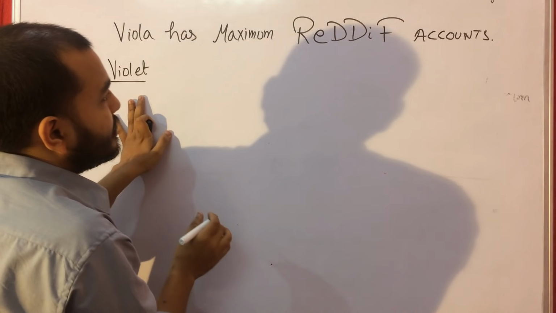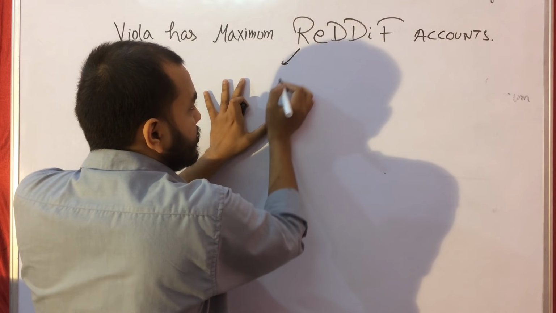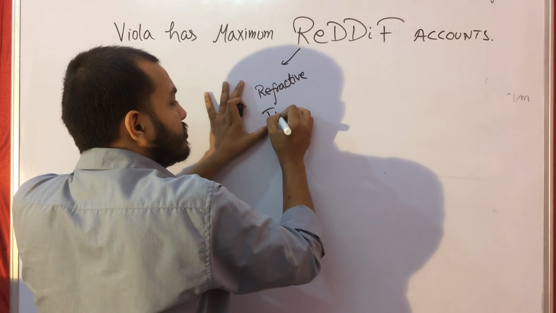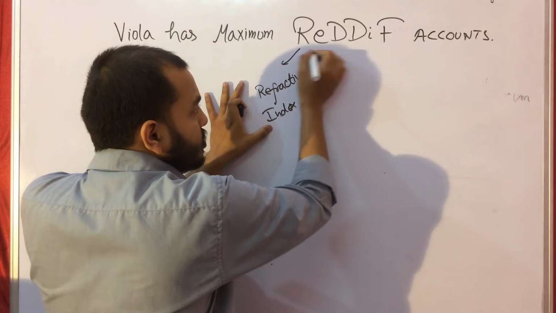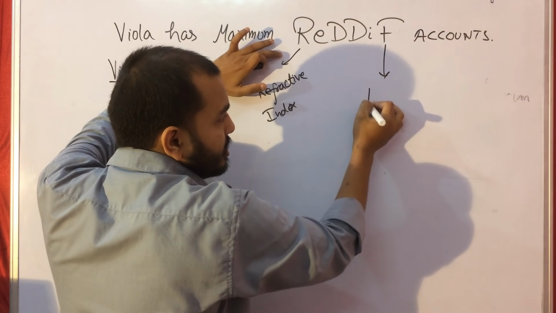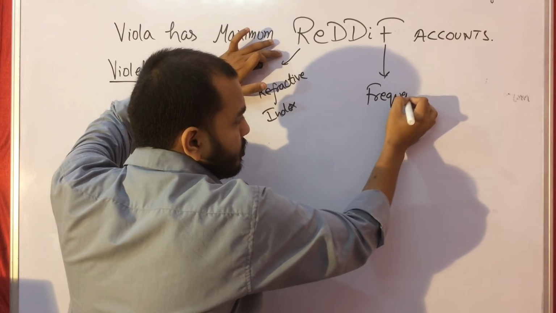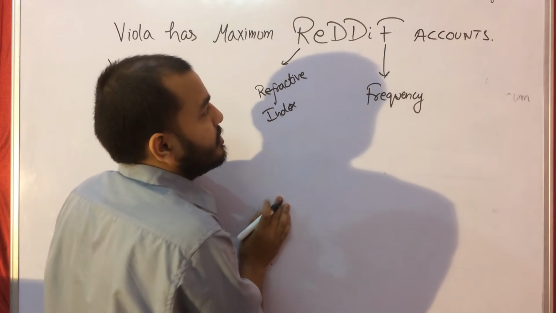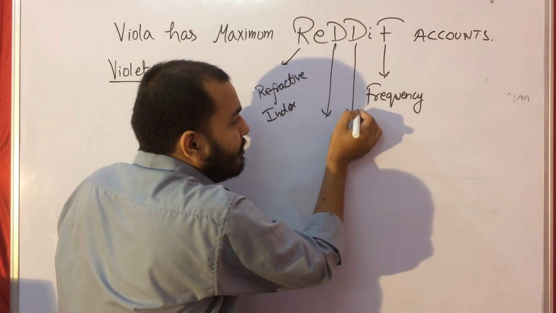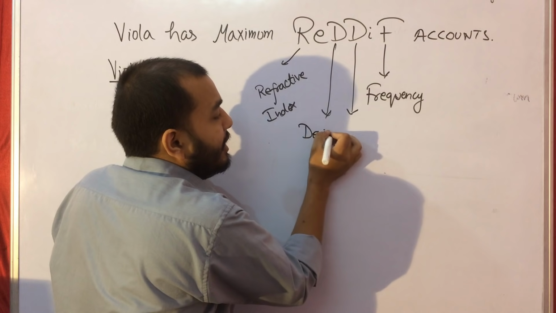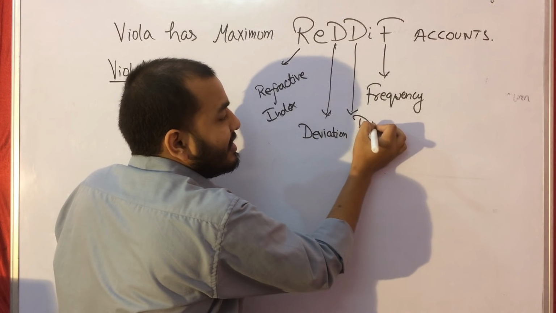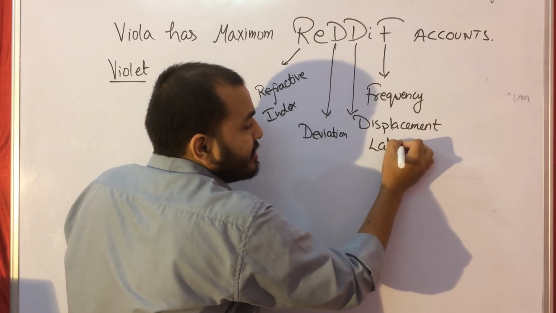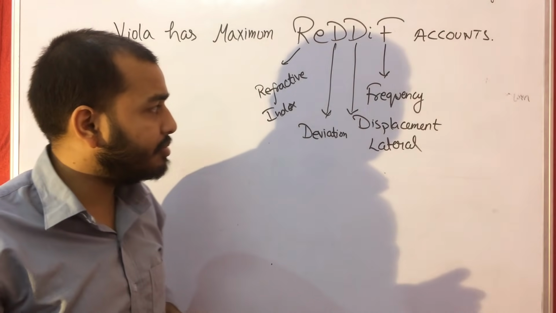Light, of course. Has maximum R. R is refractive index. Okay. So you are not interested in this, you are interested in this. This is frequency. So R has maximum frequency, maximum refractive index, and these two terms are from the previous chapter. One is deviation and one is displacement. Which displacement? Lateral displacement. You must have studied this in previous chapters.